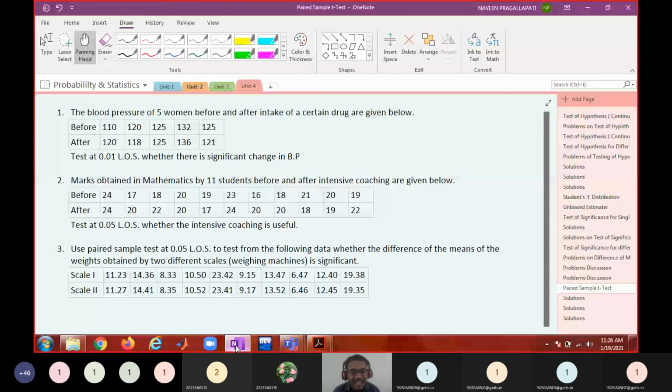So I said it all depends on our understanding. See, if you write after minus before, what happens? In that case, marks should decrease, right? So it doesn't matter. You apply the other way also and check. Instead of a negative value, we'll get a positive value. Instead of a negative critical value, we'll get a positive critical value. That's it.